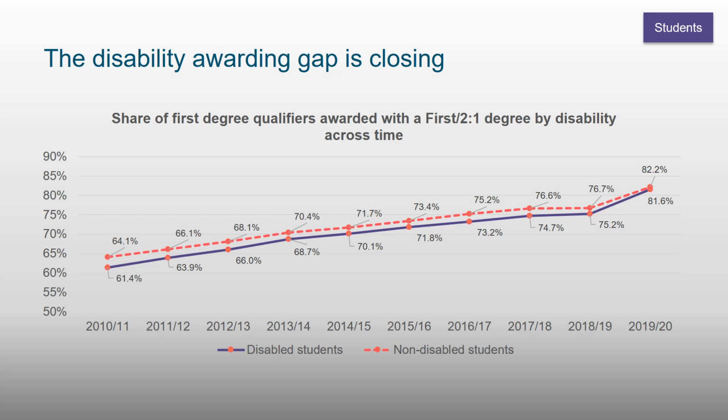Closing the disability awarding gap is important because degree awards are closely linked to career outcomes. HESA's data indeed show that there is a disability gap in graduate outcomes, as more disabled students who qualified in 2018-19 were unemployed than their non-disabled peers, with 8% compared to 6.2% respectively, and a smaller share were in full-time work, with 20.4% compared to 18.9% respectively.